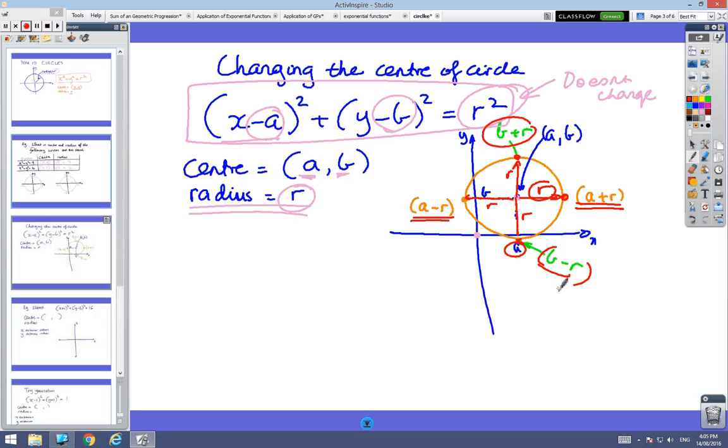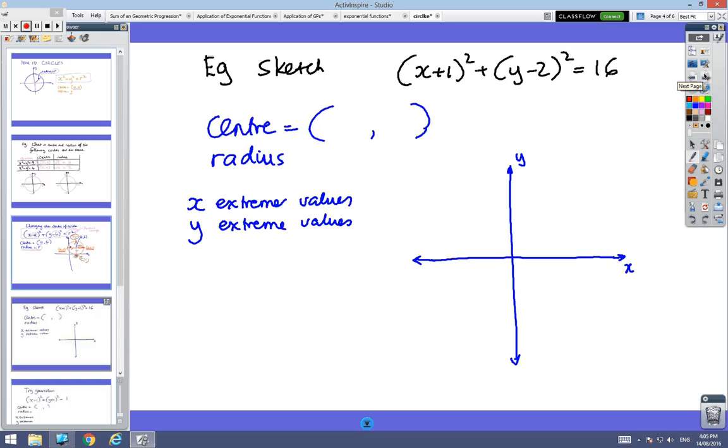Okay, so let's have a look. Copy that and come across. Let's have a look at an example. In 10 core, it's not going to be super hard. The 10As have to do a bit harder, but 10 core is just straightforward. So take the number 1 and take the opposite, so it's minus 1. Take the number minus 2 and take the opposite, which is 2. And the radius is the square root of 16, so the radius is 4.